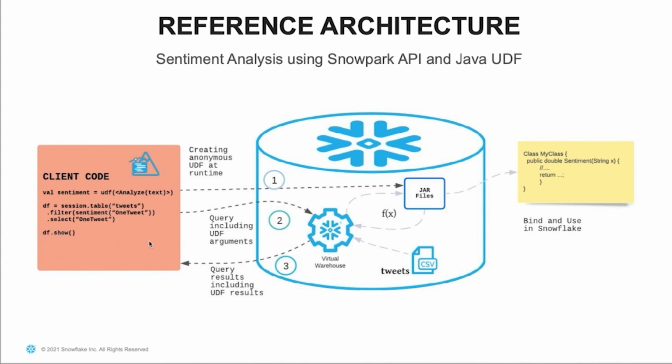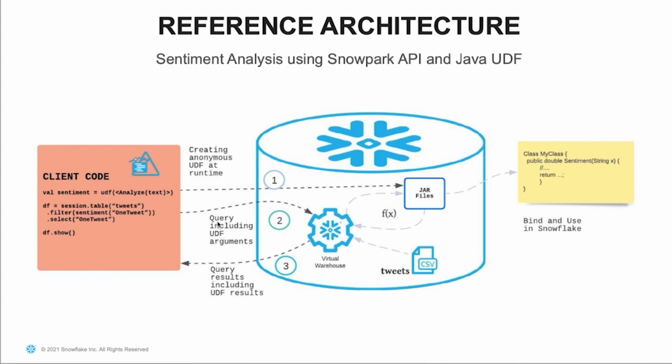Now what happens is it will query the data, including the UDF code that we have called in our show method. And the virtual warehouse will go and fetch the results from the jar file using the Twitter data that we are sending. So using the text, it will analyze the sentiment of the data using the NLP core jar files, and it will send the results back to our client program.